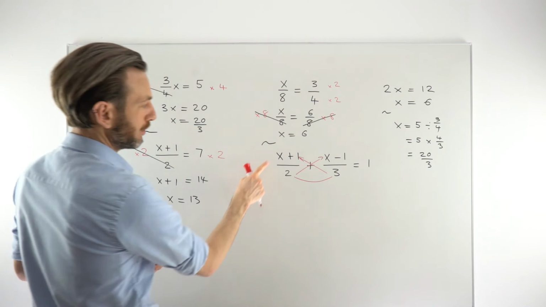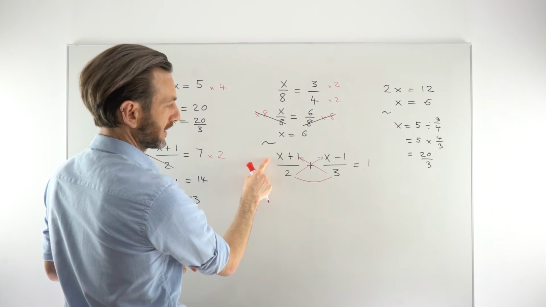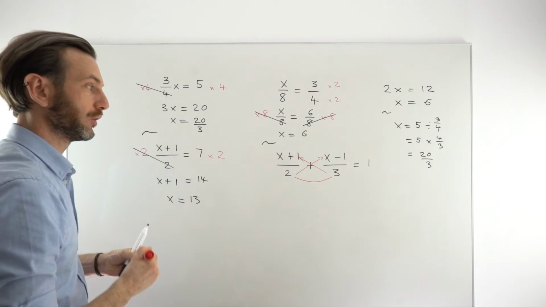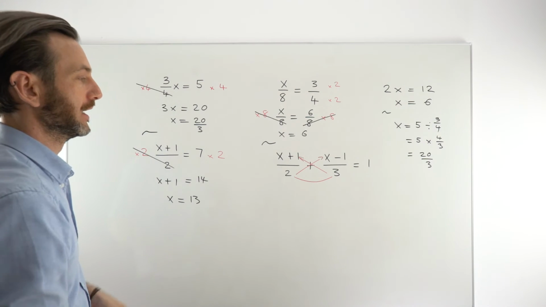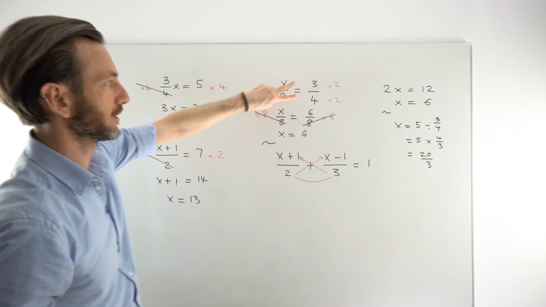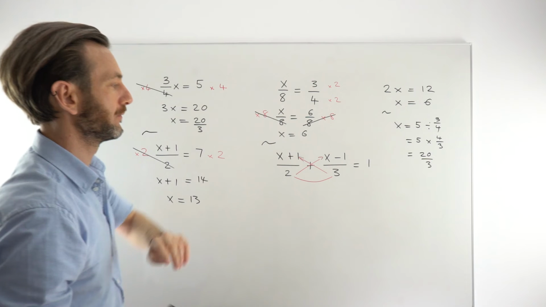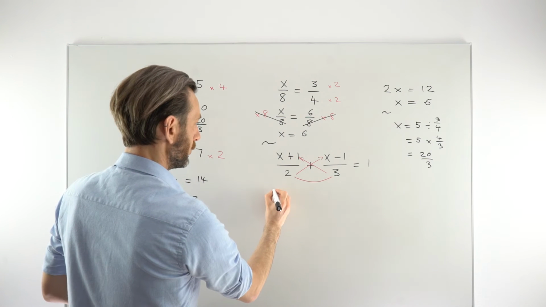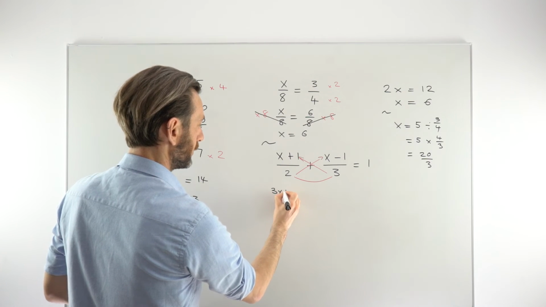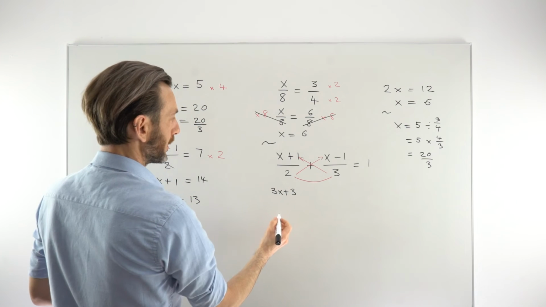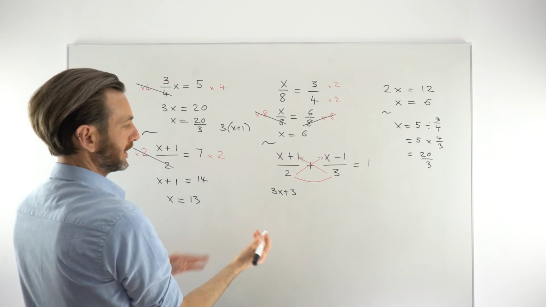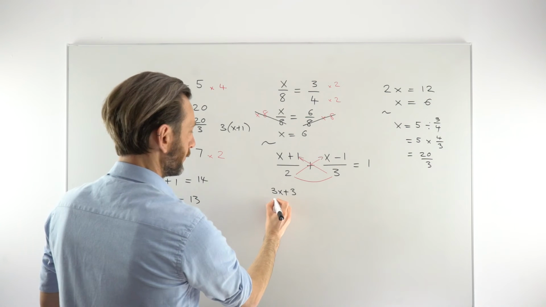So in effect, we're multiplying this fraction top and bottom by 3 and multiplying this one top and bottom by 2. So we're not changing the fractions, we're just writing them in a different form, just in the same way we rewrote this one in a different form here. So 3 times x plus 1 would give you 3x plus 3, or you could write that as 3 bracket x plus 1. I've just gone ahead and multiplied out the bracket, either way is fine.